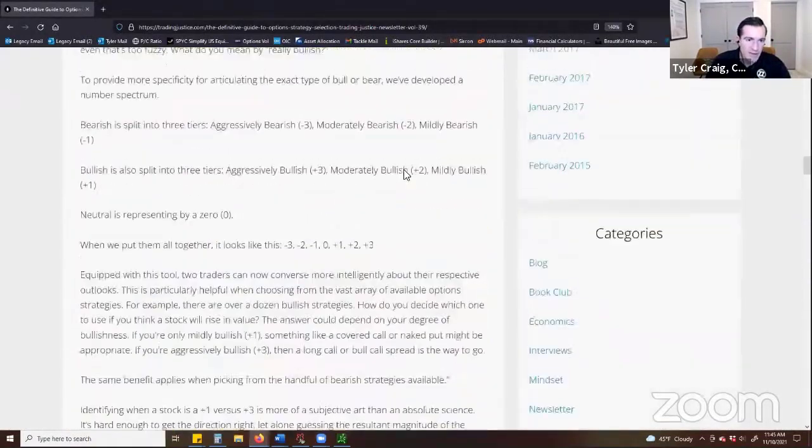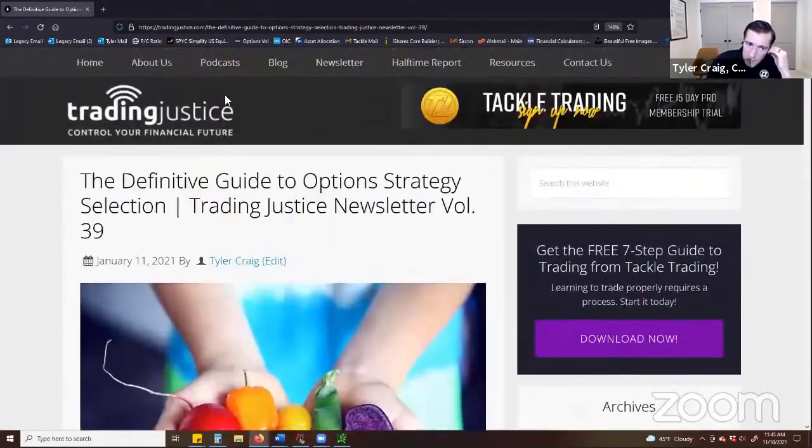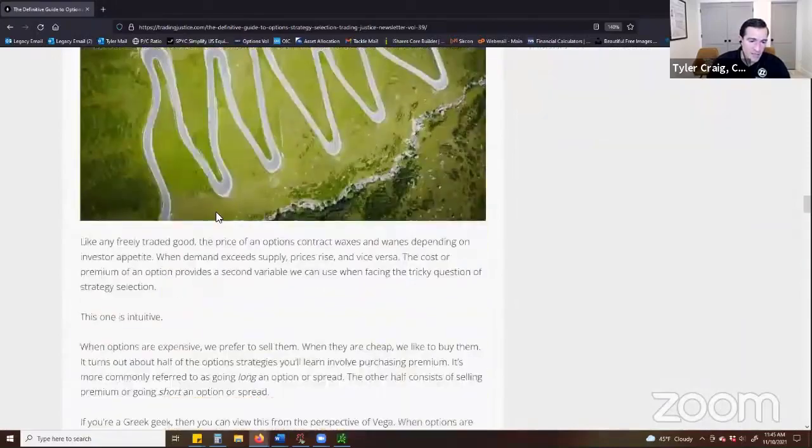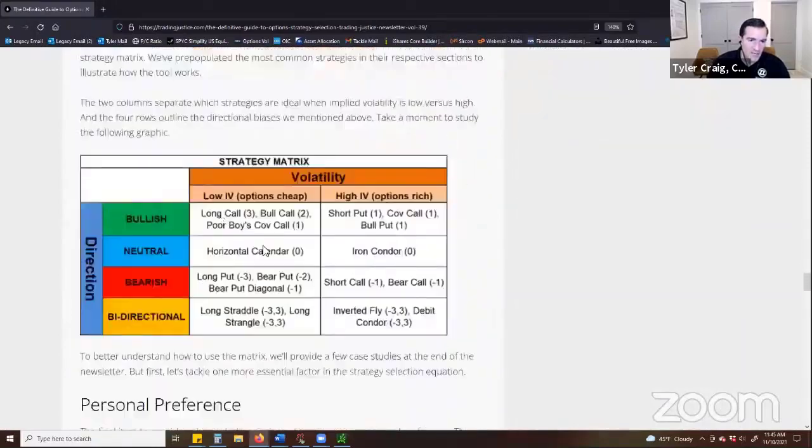Final thing, if this idea intrigues you and you're like, man, I want more on this. Well, if you go back to the Trading Justice website, January of this year, the definitive guide to option strategy selection, you'll get some more context around how you know what your bias is on the stock and IV. And this is where you will see that strategy matrix that I just showed you down here at the bottom.